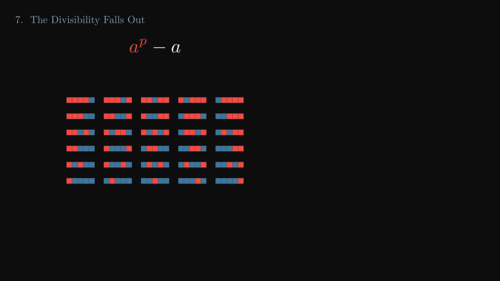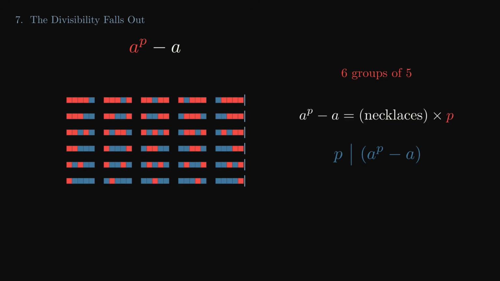Now we just collect what we have. The mixed strips number a to the p minus a. Every one of them belongs to some necklace, and every mixed necklace owns exactly p of them, its p rotations, all distinct. So the mixed strips are sorted into tidy groups of p, with none left over and none shared. A pile that splits perfectly into groups of p must be a multiple of p. In other words, p divides a to the p minus a exactly, and p divides a to the p minus a is precisely what it means to say that a to the p and a leave the same remainder when divided by p. That is Fermat's little theorem. Written out, a to the p is congruent to a, modulo p.